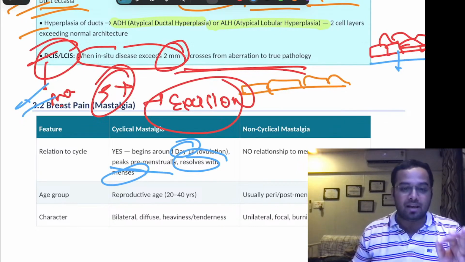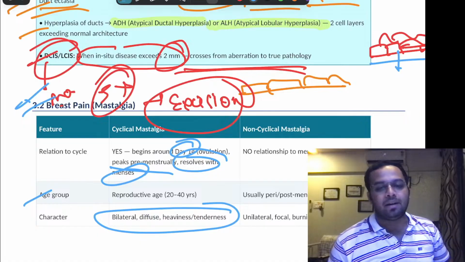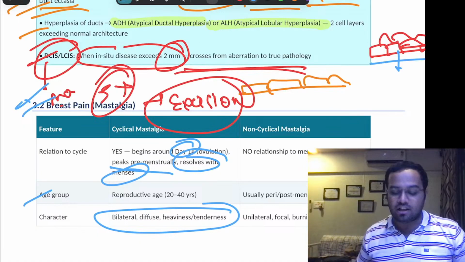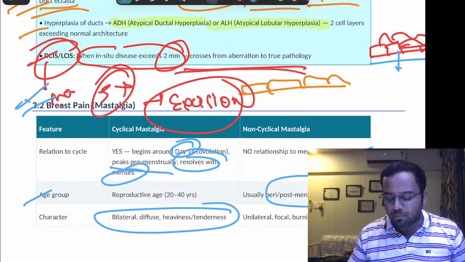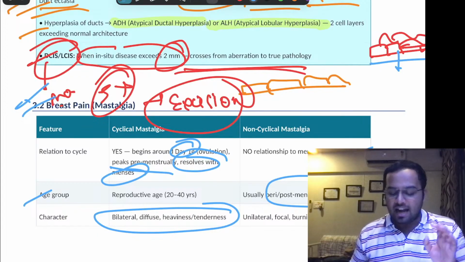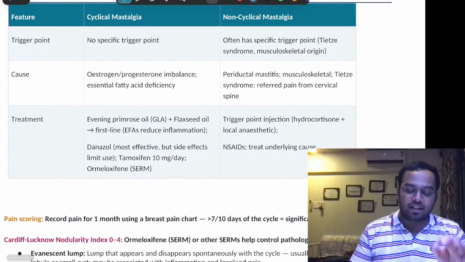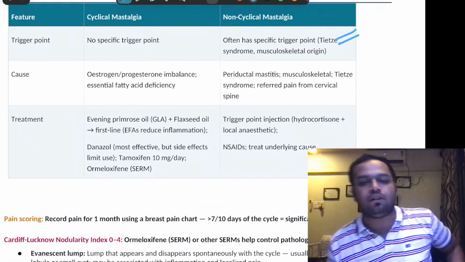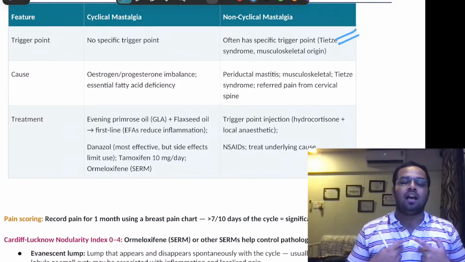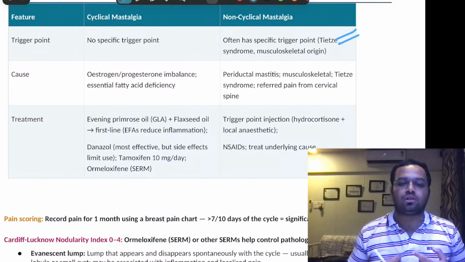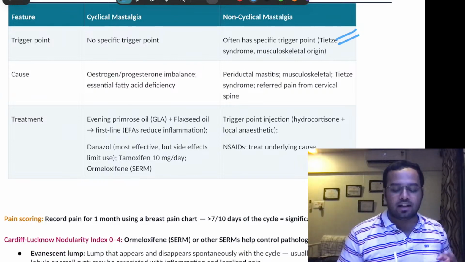So this is cyclical mastalgia, typically seen in the reproductive age, and it is bilateral, diffuse, with heavy and tender breasts. But whenever there is non-cyclical mastalgia, there is no relationship with the cycle. It is usually in pre- and perimenopausal females, and typically it might be associated with burning or sharp pain. So it might have a trigger point. What is the trigger point? These older females might develop fibromyalgia, and there might be costochondritis. It might originate from the costochondral junction, which might be falsely picked up as breast pain. So first rule out costochondritis.